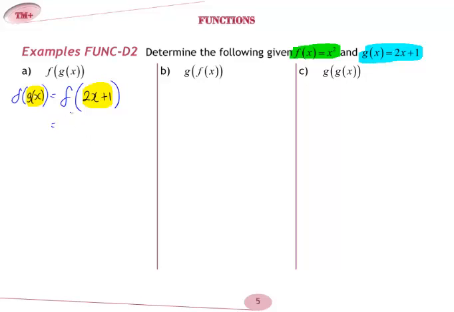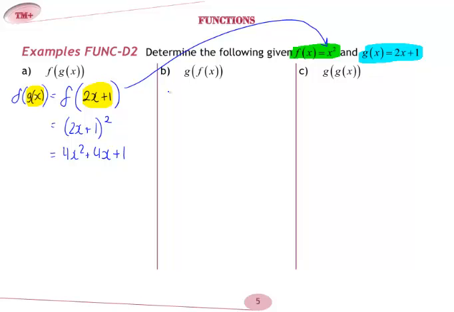Now I look at my function f of x and I plug 2x plus 1 into it. So I'm getting this and I'm going to put it where that x is. So it becomes 2x plus 1 all squared. Then I can expand the brackets. So 4x squared plus 4x plus 1.